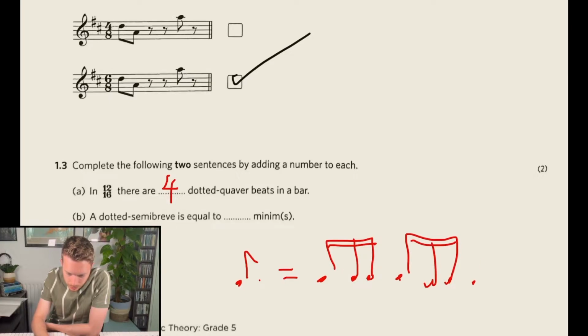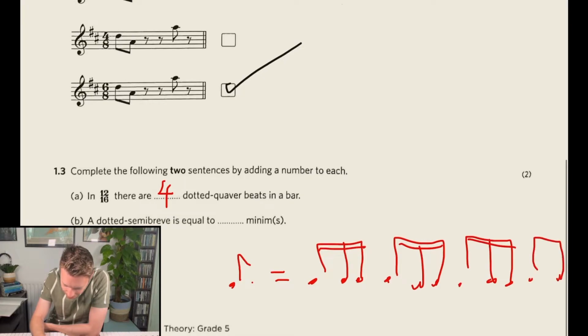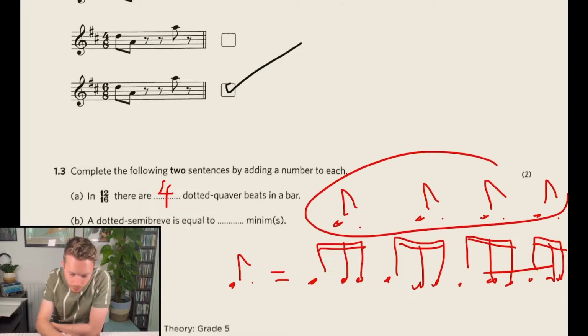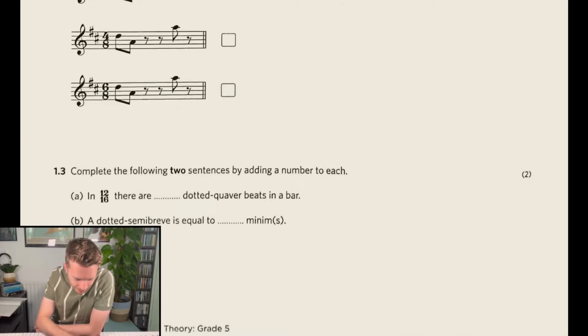Okay, so I'll just try and write this out so you can visualize it. So this is 1 dotted quaver worth, that's another dotted quaver worth, that's another dotted quaver worth, and that's another dotted quaver worth. 1, 2, 3, 4, 5, 6, 7, 8, 9, 10, 11, 12. 12 dotted quavers, 12 semiquavers, 4 dotted quavers. Okay, so that's the answer for that one.